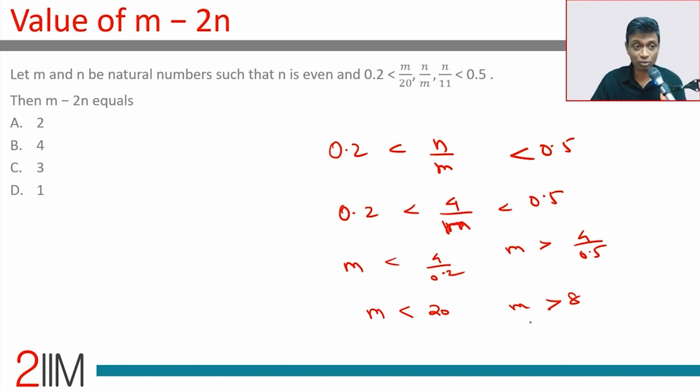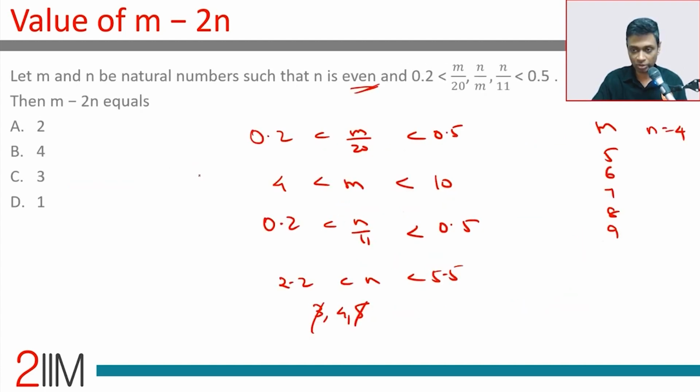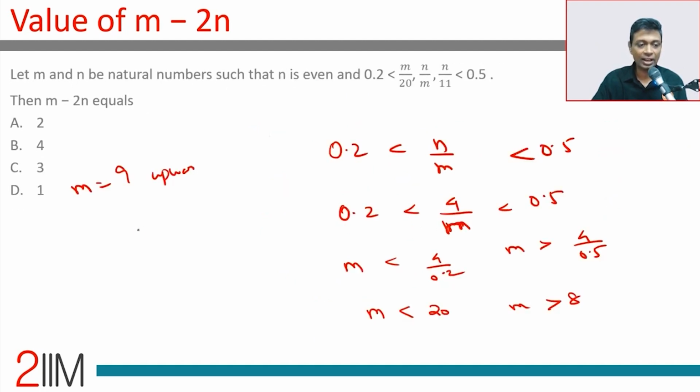And you know n is 4. M is greater than 8. So m should be 9 upwards, 20 downwards. M can take only 5, 6, 7, 8, 9. Or m is equal to only 9. No other value is possible. N is 4. M minus 2n, 9 minus 2 into 4, 9 minus 8, 1.